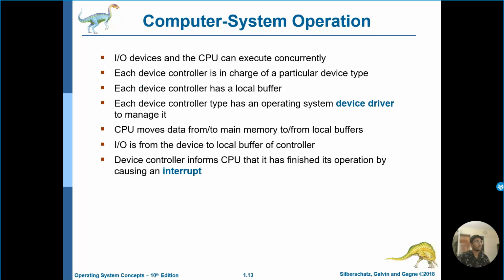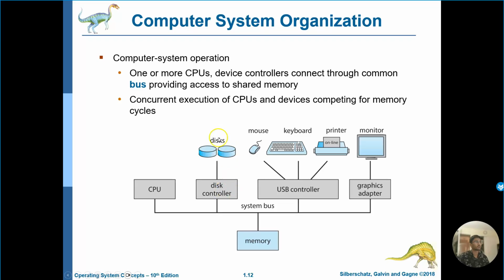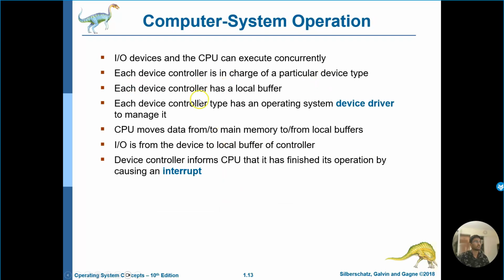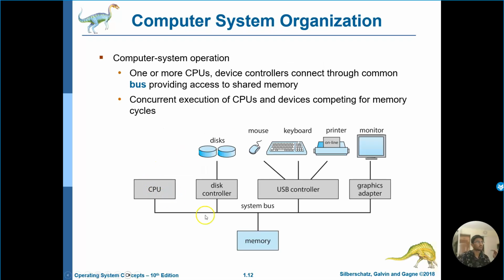Coming to the operation, what are the different operations that happen in the system in general. Again, as I mentioned, they can happen concurrently. The CPU can run at the same time as an I/O input device runs, right? Each device controller, as I mentioned over here, is responsible for a specific device, like a USB or a disk. Each device controller has a local buffer, and it also has an OS device driver. As I said, we were going to talk about it. A controller also has a device driver that manages it.